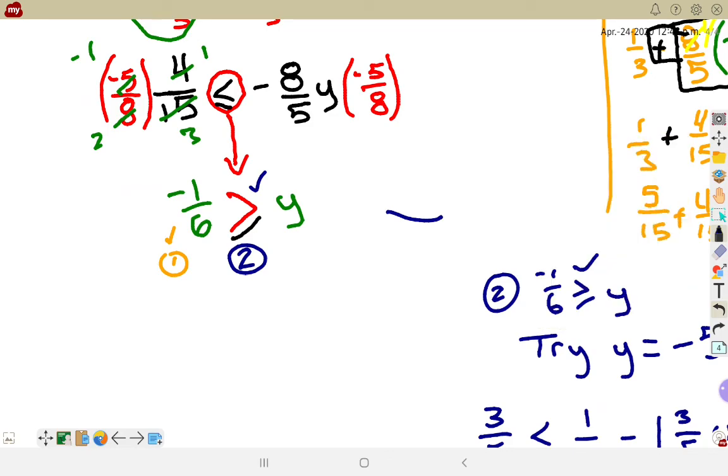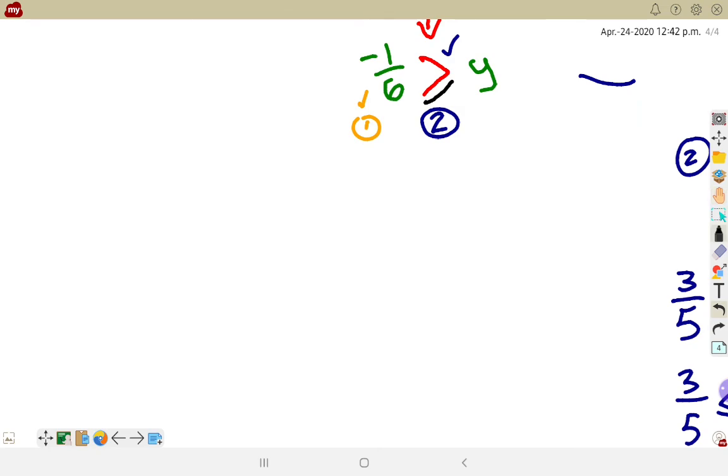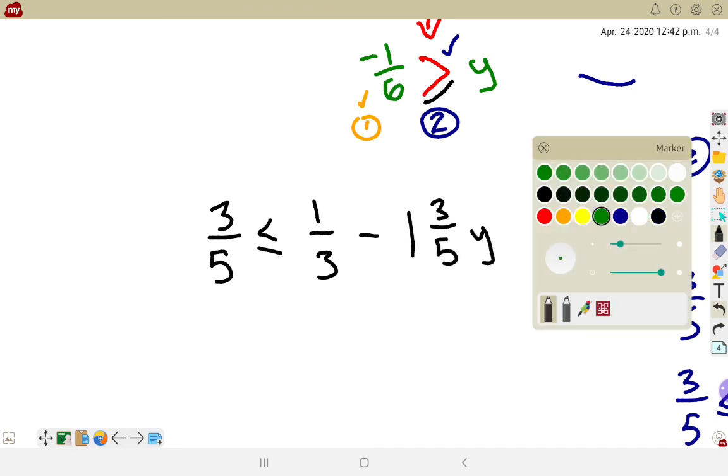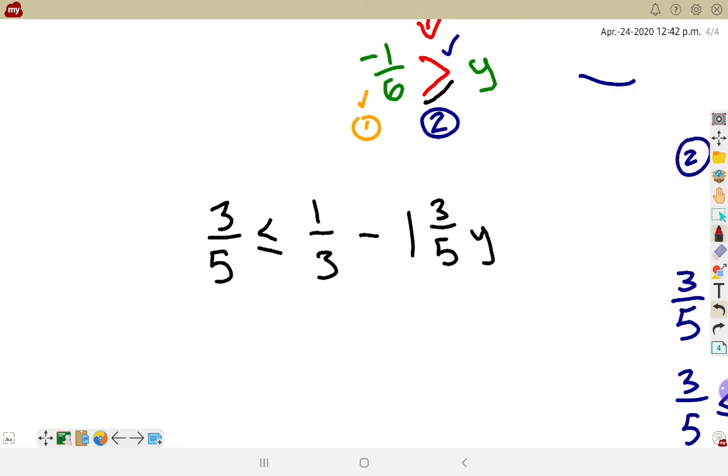And since our inequality symbol is facing the right way, our original inequality that we had, I'll rewrite it out because we've got lots going on here. We started with 3 over 5 is less than or equal to 1/3 minus 1 and 3 over 5 y. The solution to this inequality is all of the numbers that are less than or equal to -1 over 6. So that's solving inequalities that involve 2 steps. Again, same process as equations, just make sure that you're watching if you multiply or divide both sides by a negative.